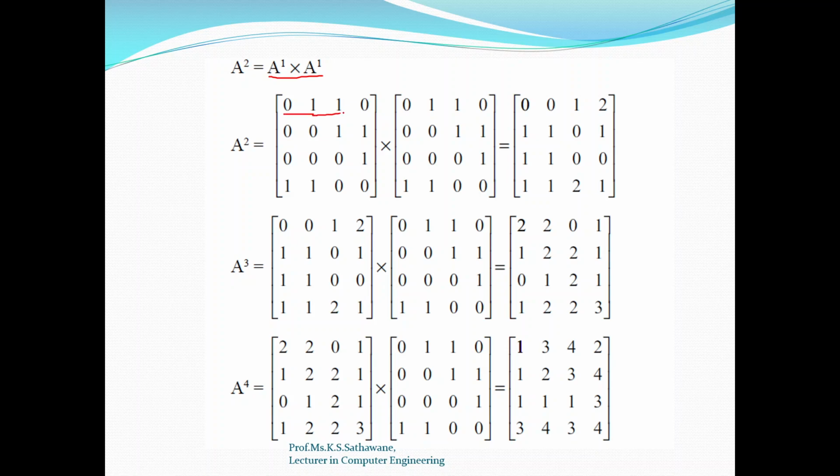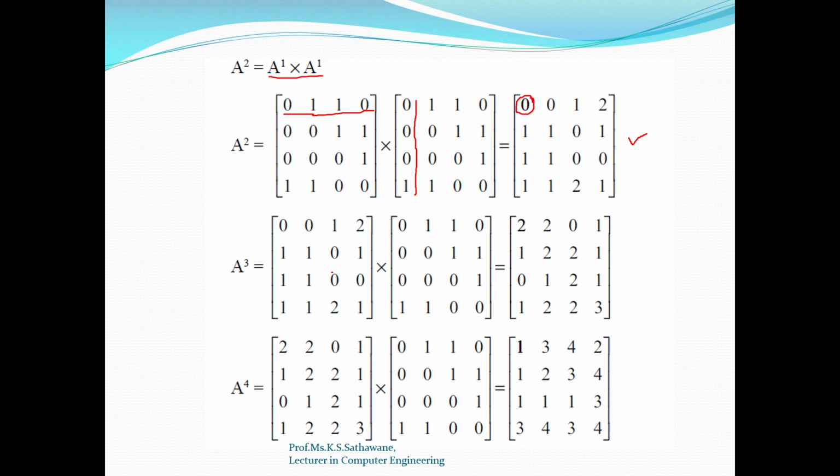The first row of the first matrix and the first column of the second matrix, each element one by one, are multiplied, like 0 into 0, then they are summed up, plus 1 into 0, plus 1 into 0, plus 0 into 1. So, what will it become? It will become 0. Likewise, other entries are done, so you get the A square matrix.